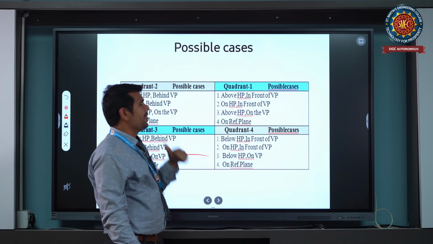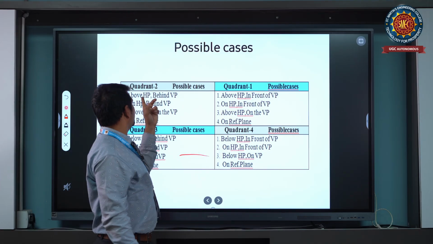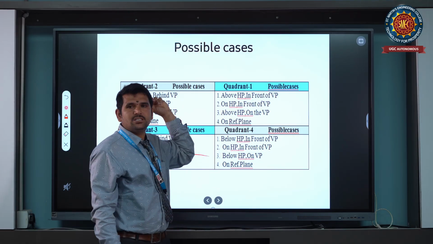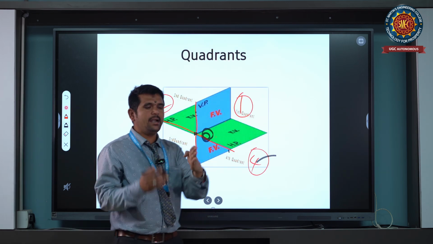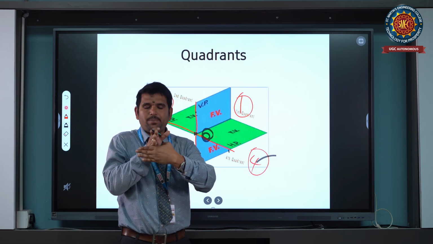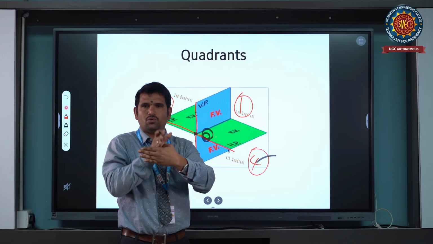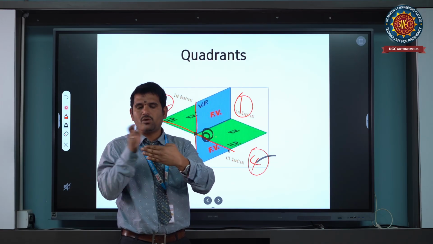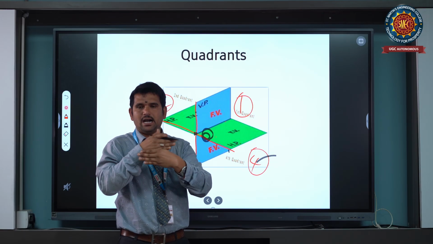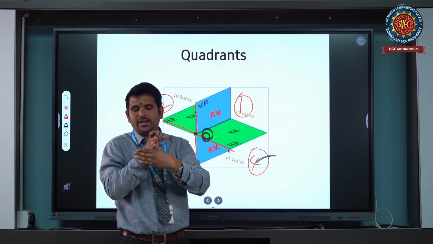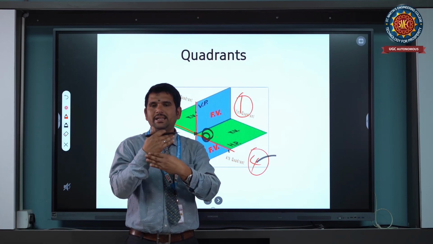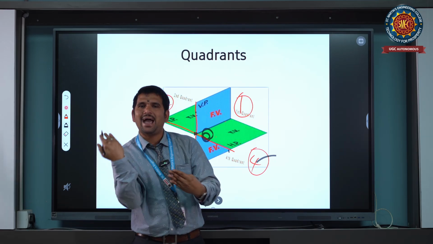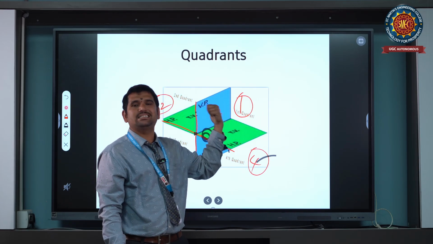Next, coming to the second quadrant. See, in the second quadrant, what are the possibilities? Above HP, behind VP. Why behind? There is a plane. For example, the first quadrant is over. Now the second quadrant. This is the vertical, this is the horizontal. Now the point is above HP, always in the HP side, and it is at the back side of the vertical plane. That's why we say it is behind.